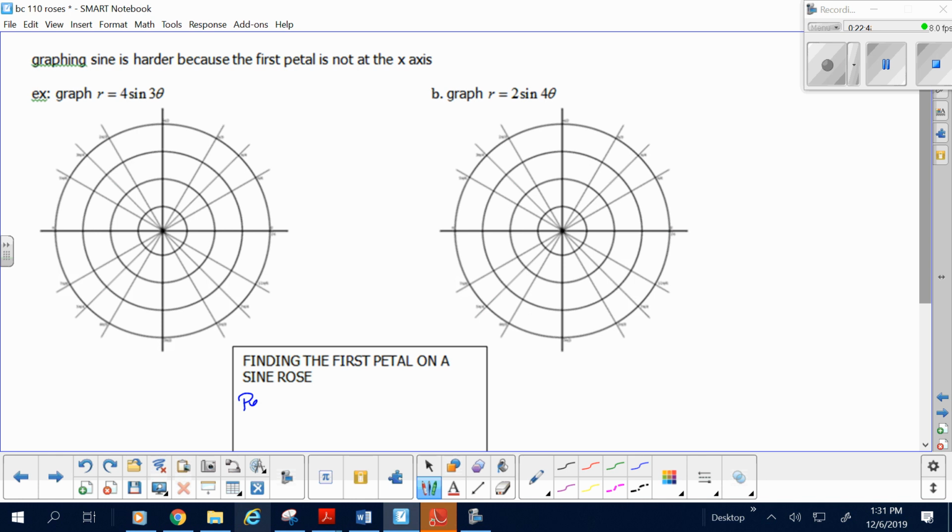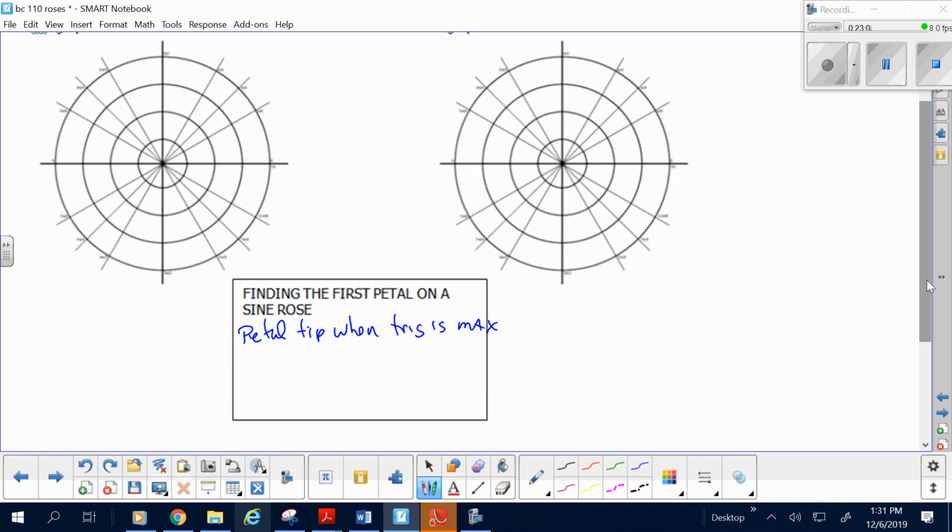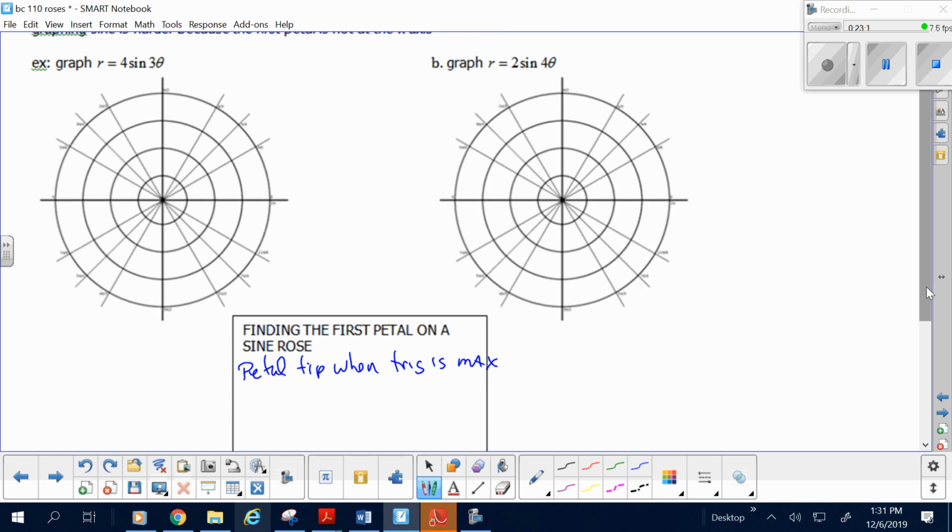The big idea is a petal tip is when the trig is at a max. Okay, you're getting a petal tip because it's as big as it's going to be. You're going out as far as you can, and you're going out as far as you can because the trig is as big as it can be. So for sine, you should say, when is the b theta equal to, well, what's sine max at? Pi over 2, okay? So you're going to find the first petal by saying, well, when does the argument of the sine come out to be pi over 2? That's where my first petal is.